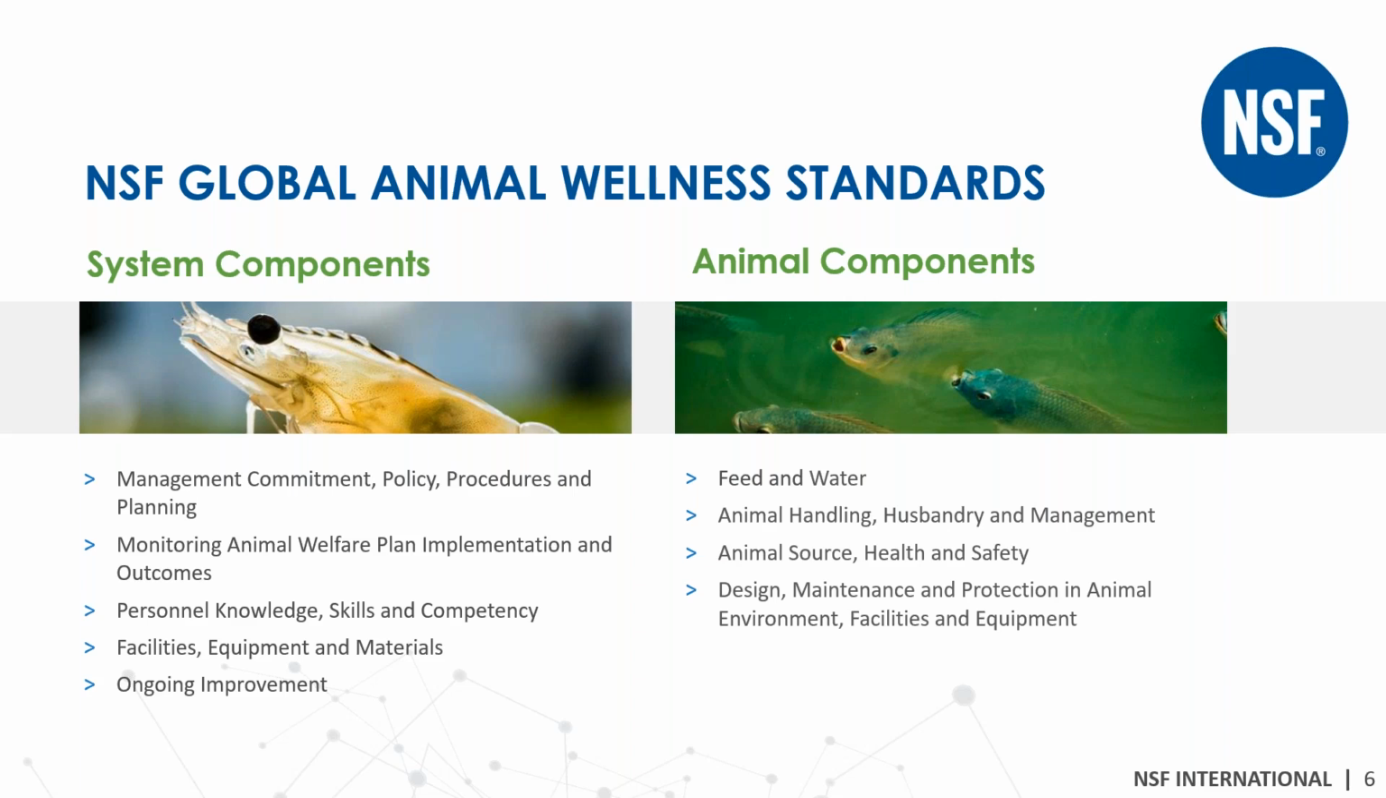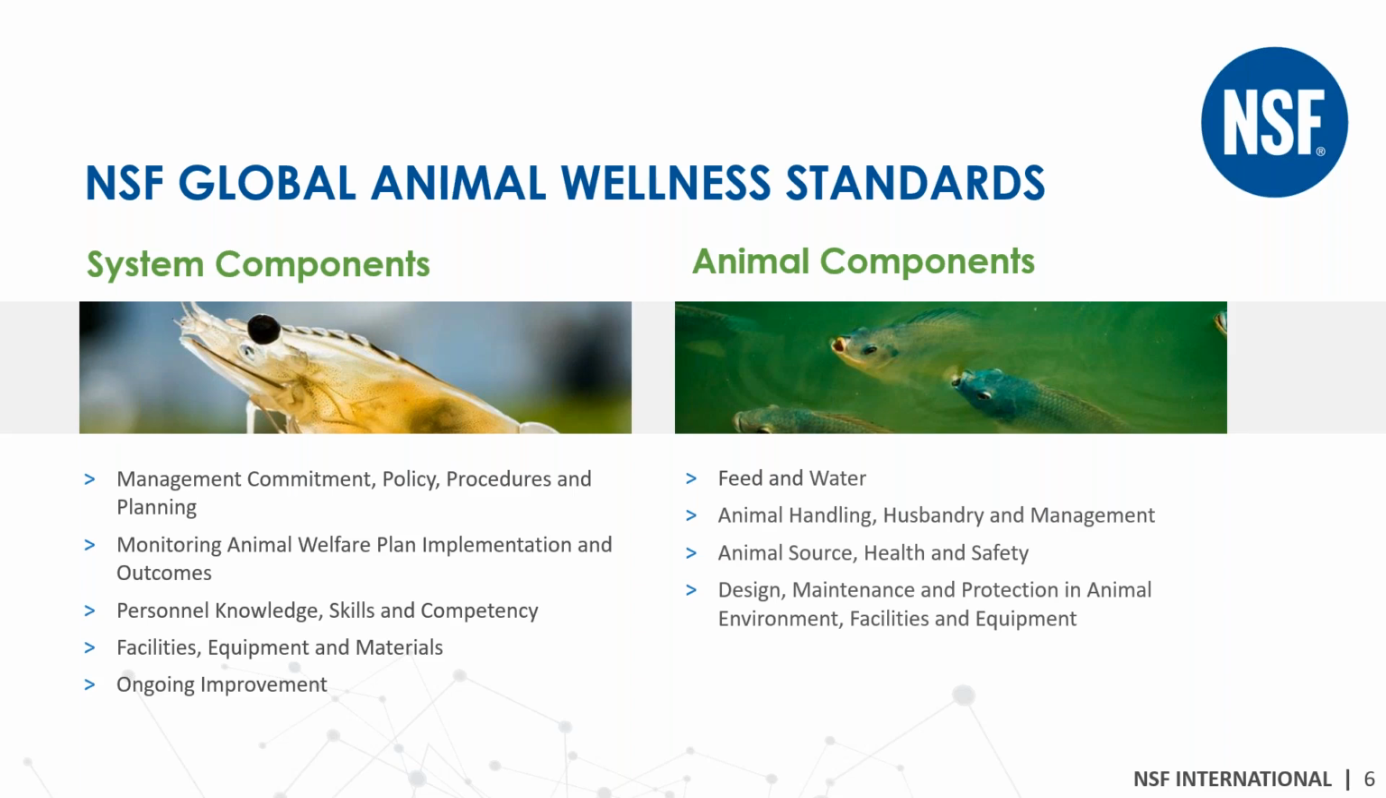On the right-hand side are the animal components, and these are pretty standard across all the species. We're finding there's a little bit of a difference, obviously, when we look at aquaculture species because the environment is very different. And so while I left it as feed and water, the water tends not to be an input into the animal as opposed to its environment. So we do look at it a little bit differently.